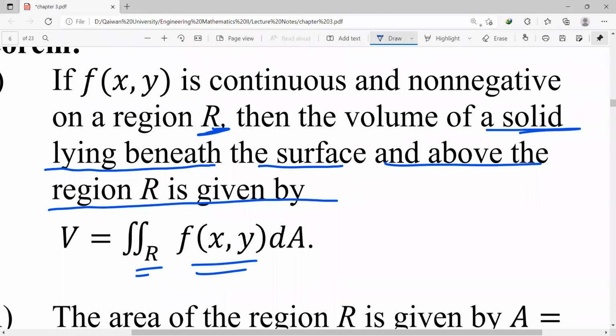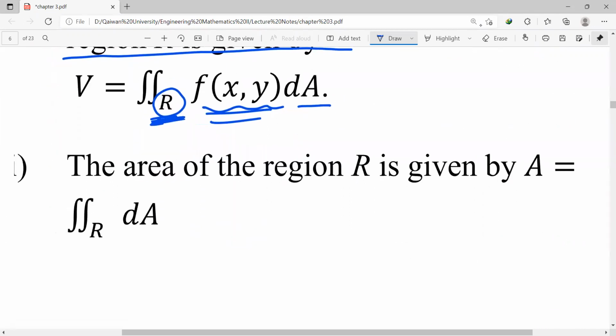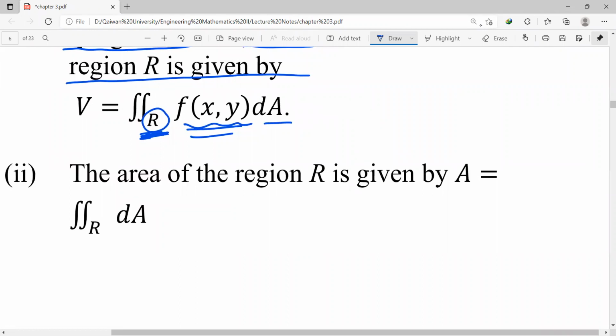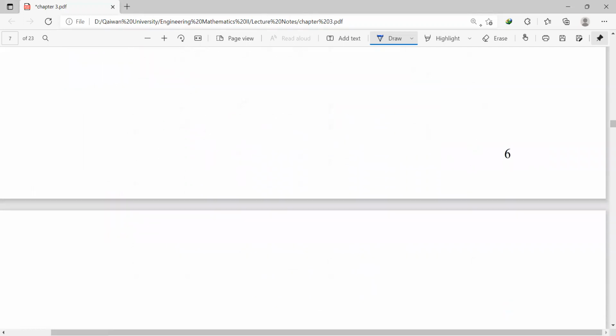We say the volume of a solid lying beneath the surface and above the region is given by the double integration over the region of f of xy dA. And we say the area of the region is the double integration over the region. Here we have no function, we just have one. Let's say it's one, we just take the double integration of one, as dx dy or dy dx. That will be given in the example. That's it, it's all about the theorem. Let's take an example about this one.